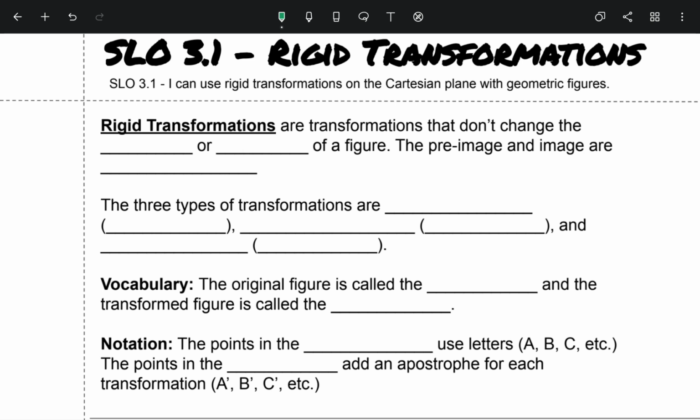So what are rigid transformations? Rigid transformations are transformations that don't change the size or the shape of a figure. The pre-image and image are congruent. We have three different types of transformations, and those are translation or sliding, reflection or flipping, and rotation or turning.